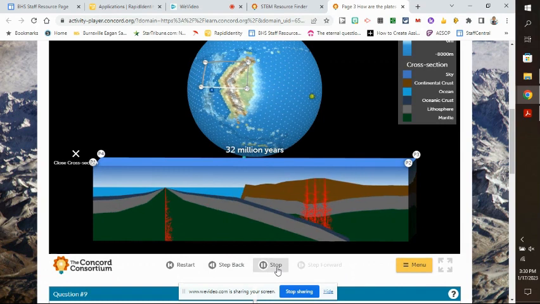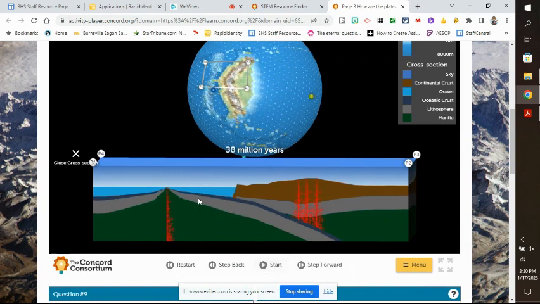You should see this plate being subducted beneath the continental plate. Remember, this is oceanic plate. This is a mid-ocean ridge. And so that's what's being shown in this cross section. You have a mid-ocean ridge underwater here and an oceanic plate being subducted under a continental plate.